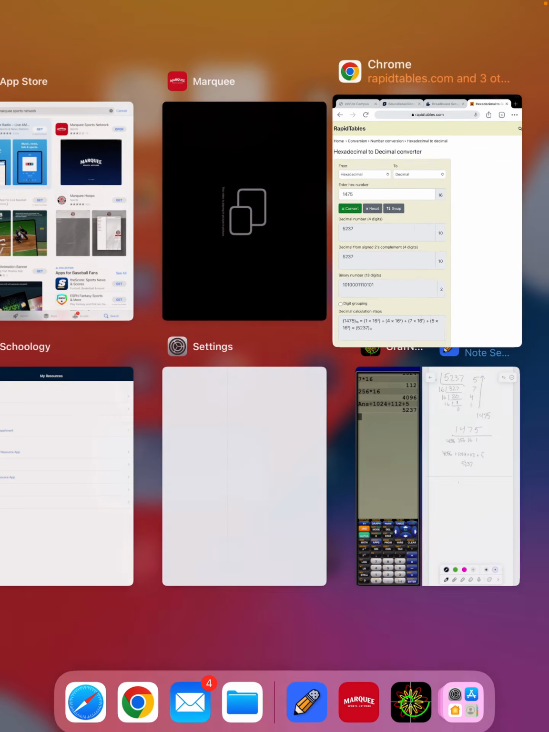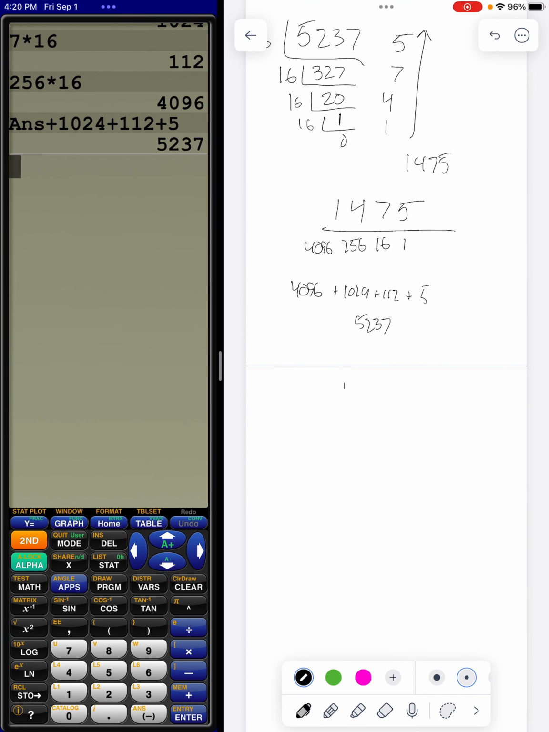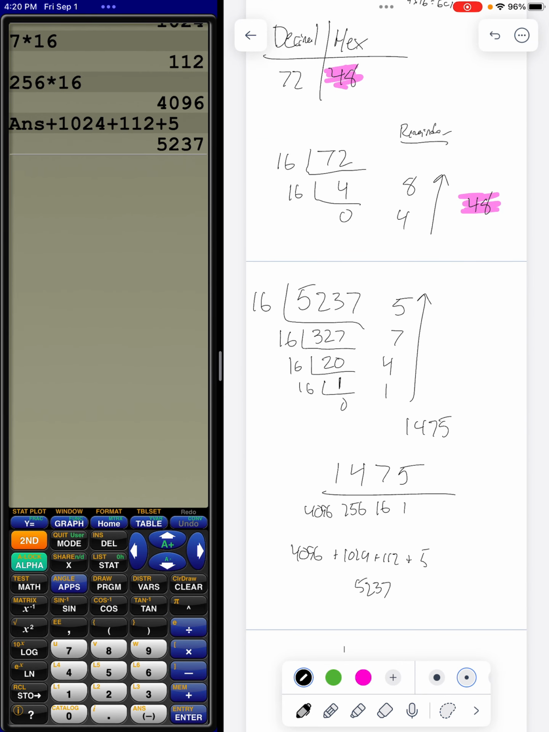So there you go. There's the process. I know it can be a little gnarly, but I promise if you just practice, you'll get there. Have fun, folks.